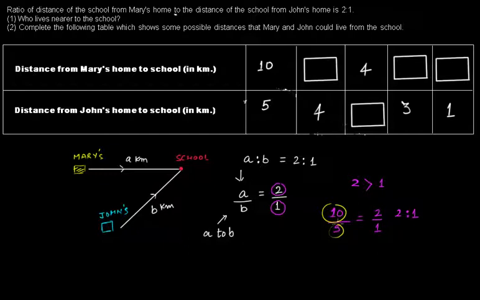So the point is that in any such question, if the ratio is given and you are asked about, let's say in this case the distance, or maybe the ratio is for money distribution and you are asked who has the greater amount, then you simply look at the numbers of the ratio, and the number which is greater will have the higher portion. So in this case a is greater than b, it means that this distance is greater than this distance, and therefore John's home is nearer to the school.